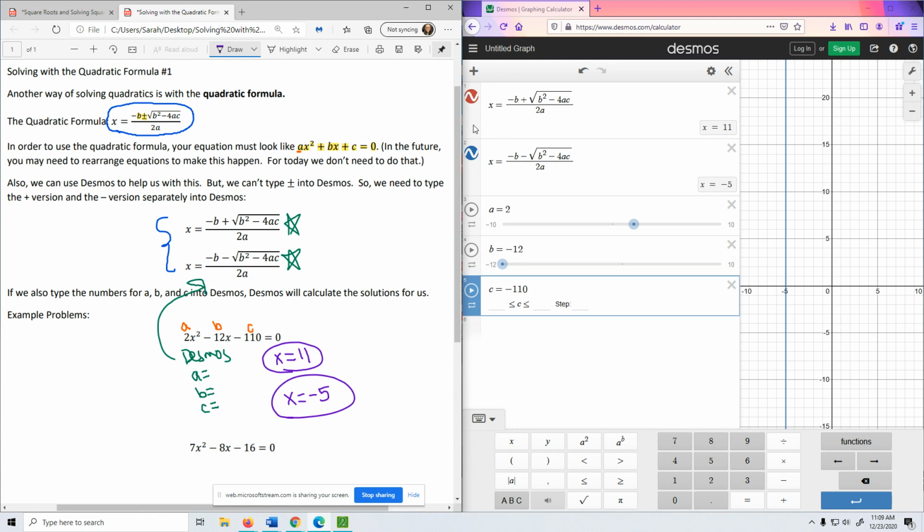Positive solutions are fine. Negative solutions are fine. Having them both positive, both negative, or one of each are fine. We'll also see that you can get decimal answers here too, and that's okay.